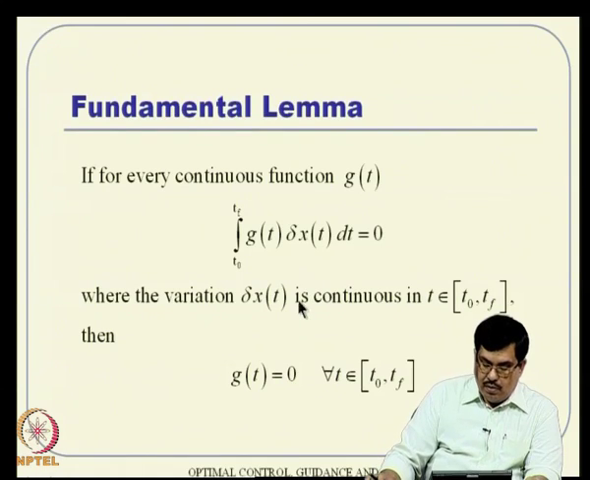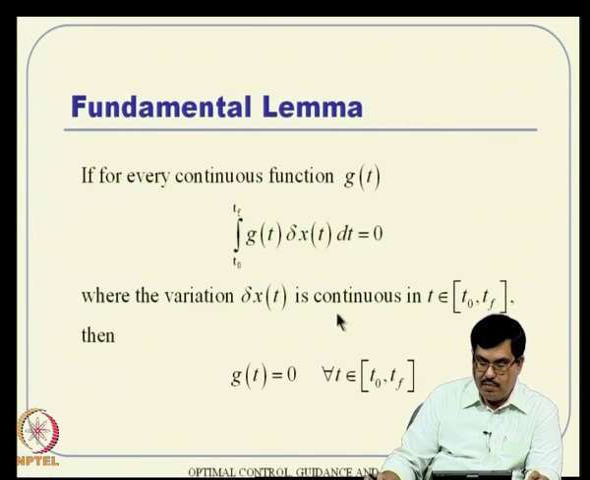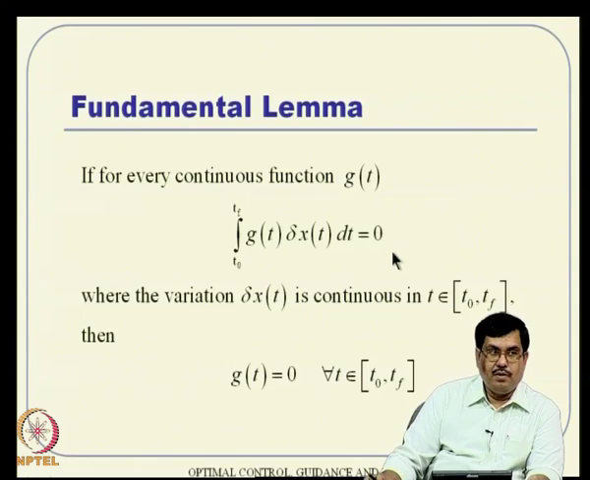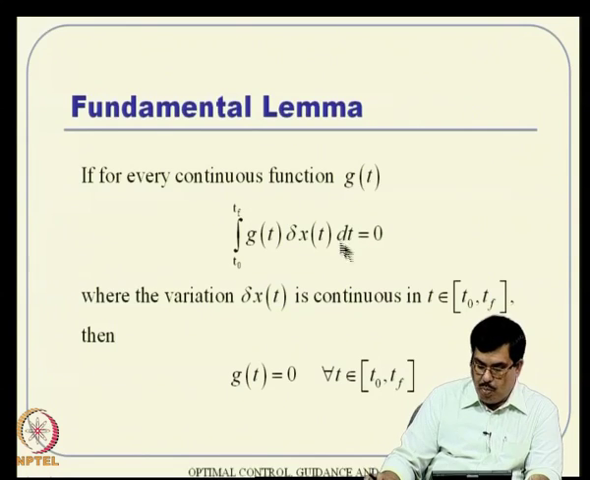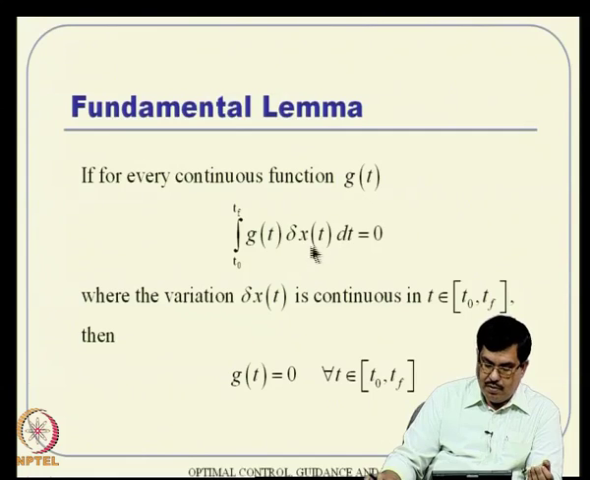This was a very simple proof also. We took an interval in which the function is not 0, though it is 0 everywhere else, and we can always construct a delta x which is non-zero in that particular interval, and then this integral happens to be non-zero. That is a kind of counter argument, so by proof by contradiction we showed that it cannot happen. So we landed up with the conclusion that g of t has to be 0. It looks like a very simple theorem, but it has great implications later.